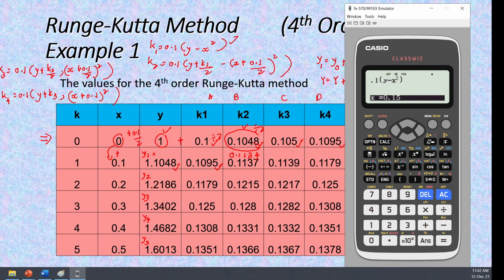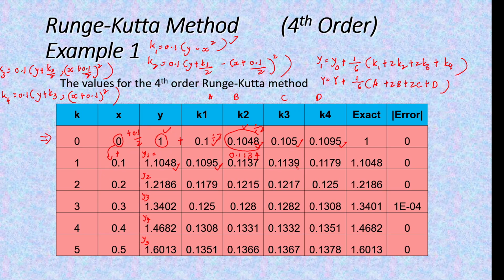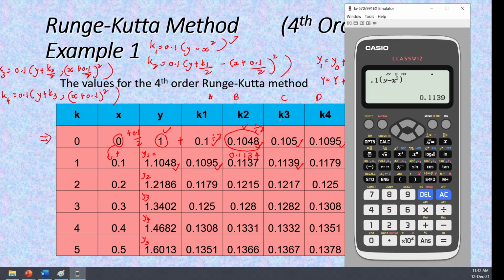Okay, for K3, X is the same as K2, so you just accept it. So you get 0.1139. Then for K4, calculate again. For K4, Y is 1.1048 plus K3, which is 0.1139.